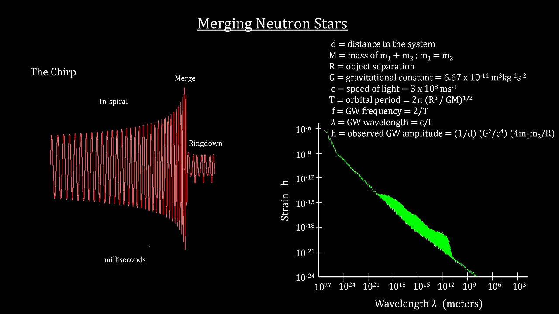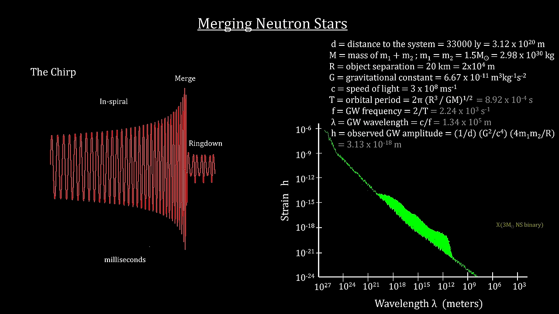The mass of a typical neutron star is 1.5 times the mass of the Sun, with a radius of only 10 kilometers. If the system is 33,000 light-years away, an average distance for a Milky Way object, it would give us a theoretically detectable wavelength and amplitude. Here we mark its position on the gravitational wave sensitivity graph. But coalescing neutron stars are not common events. Astronomers estimate that there might be one of these neutron star mergers every 50 years inside the Milky Way.